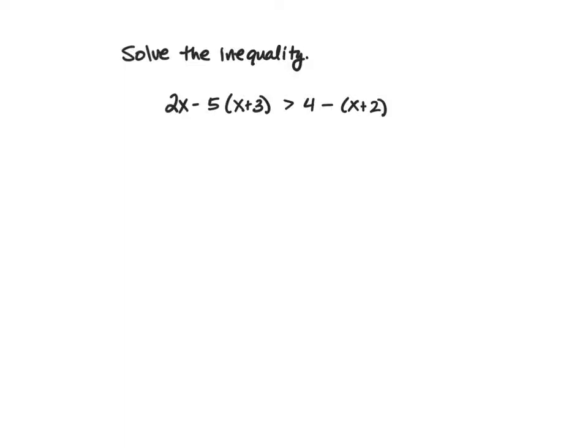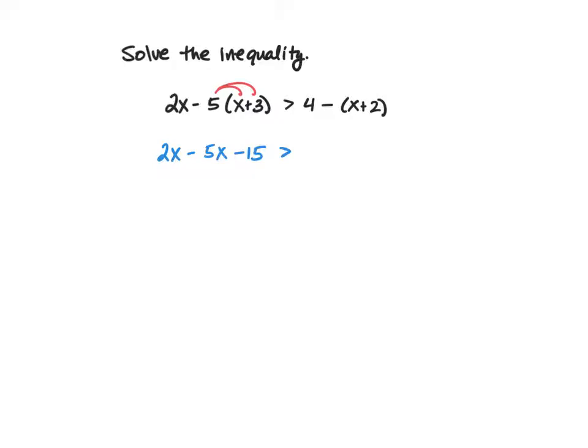Let's consider how to solve this linear inequality. The first thing I can do to simplify is eliminate the parentheses and then combine like terms. So distributing on the left-hand side with the negative 5, we have 2x minus 5x minus 15.